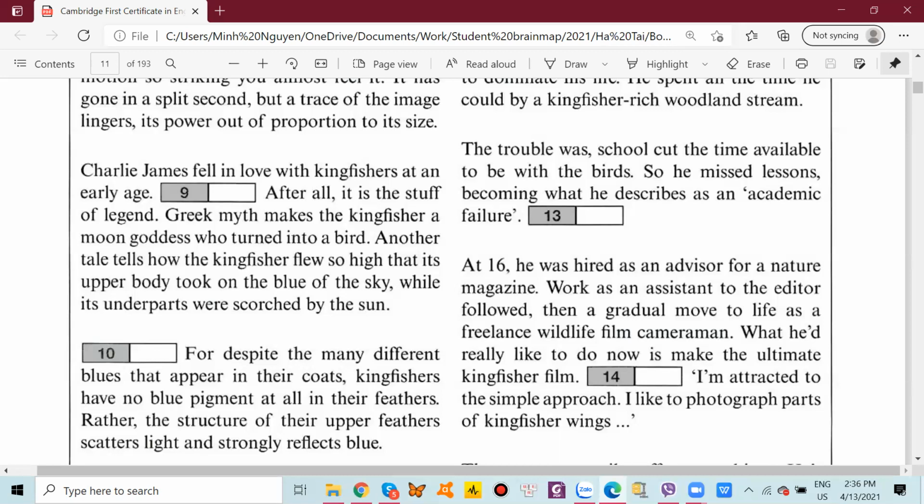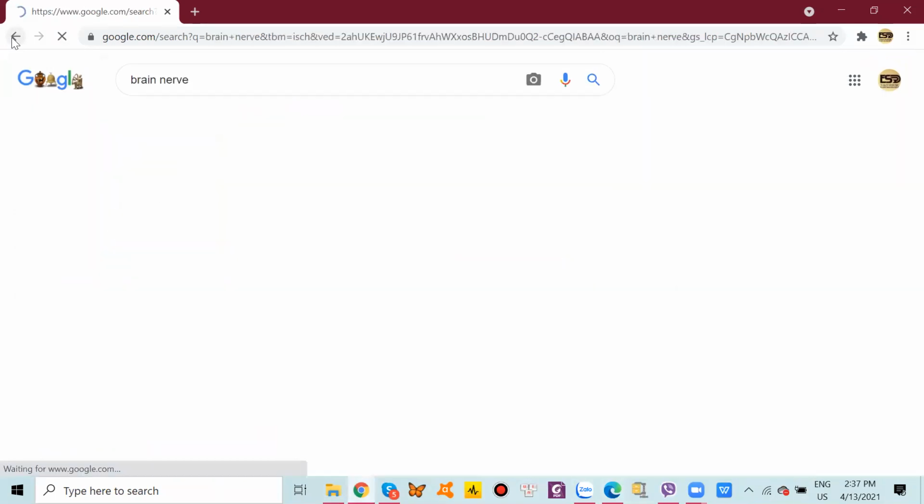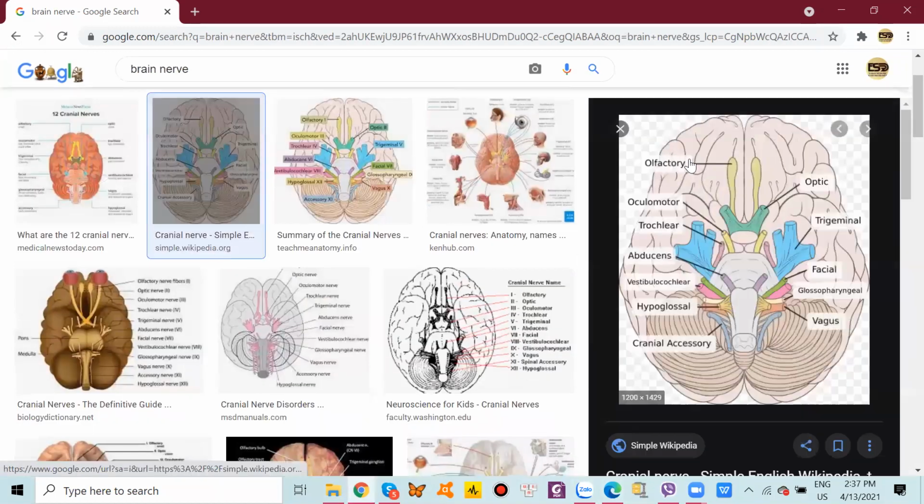Oh, I understand. You are talking about the nerve of the brain. Our brain is made up of lots of nerves. Let me show you the picture for you to easily imagine. So this is called the brain, and this is called the nerve. Our brain has lots of nerves like this. It's like a neuron. We use this one, a nerve.